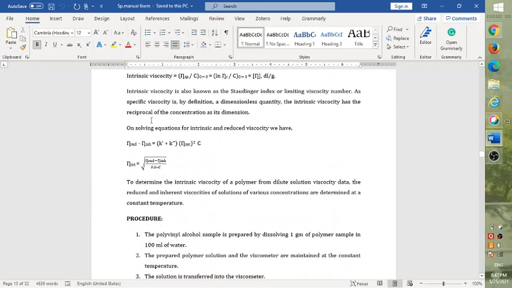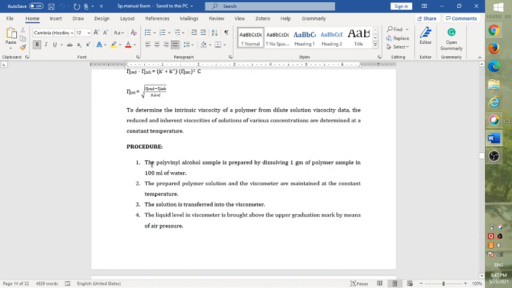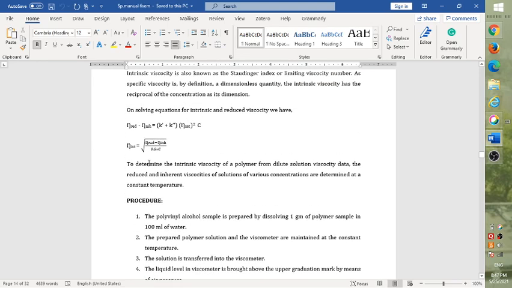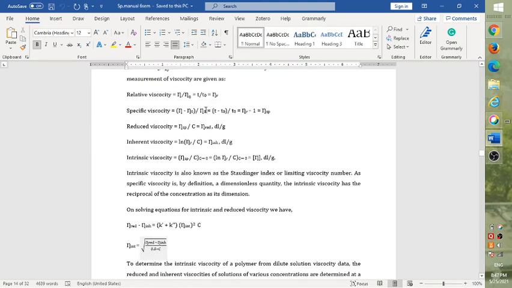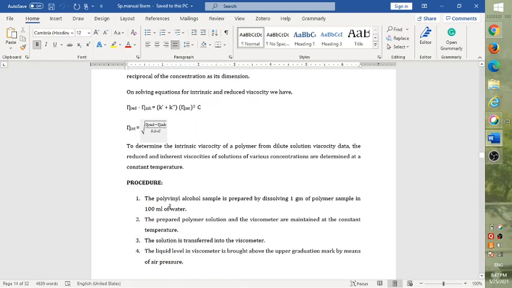Okay, so that's why we have to calculate intrinsic viscosity. But how will you calculate intrinsic viscosity? By knowing t and t0. The polyvinyl alcohol sample is prepared by dissolving 1 gram of polymer sample in 100 ml of water. So take polyvinyl alcohol 1 gram and dissolve it in 100 ml of water.